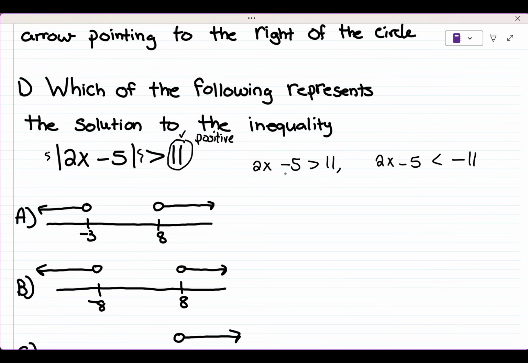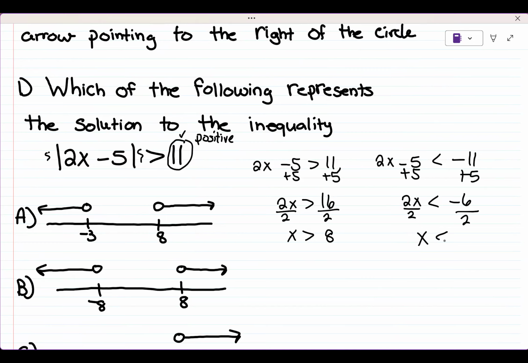Go ahead and solve for x. Add 5 to both sides. You get 2x is greater than 11 plus 5, which is 16. Divide by 2. 16 divided by 2 is 8. Now over here, do the same thing. Add 5 to both sides. You get 2x is less than negative 11 plus 5, which is negative 6. Divide by 2. x is less than negative 3.